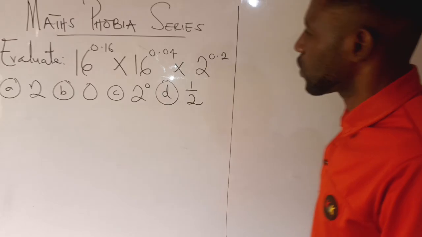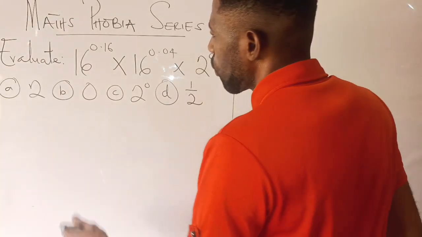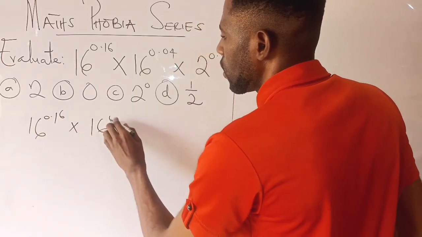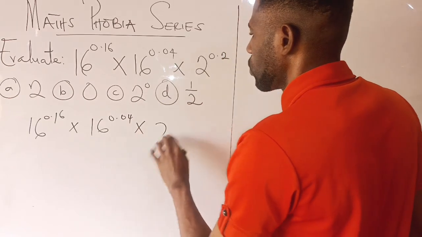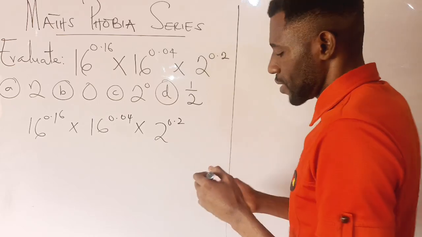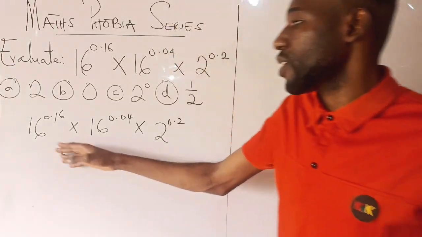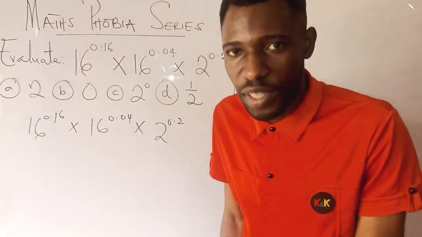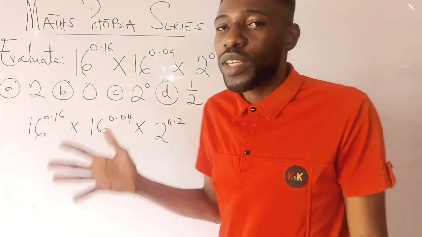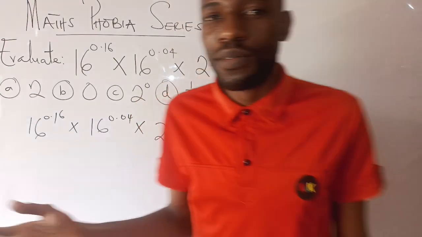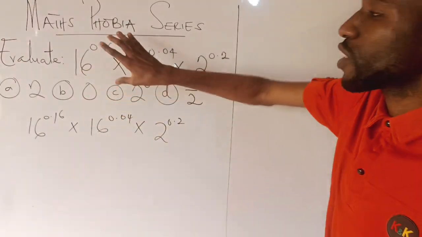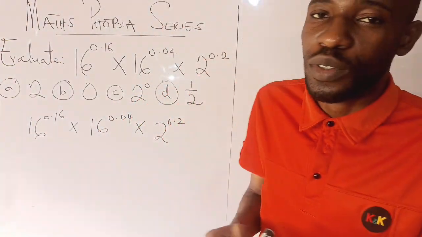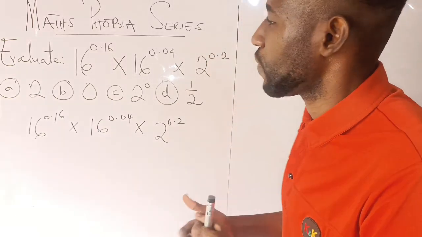Now, how do we solve this? Looking at this, we have 16 to the power 0.16, 16 to the power 0.04, 2 to the power 0.2. Technically, there are cases where you are asked to just use a calculator and you get your answer. What if the calculator you are given is not that type, or this is a theoretical question and you are asked not to solve with a calculator? So how do you simplify this?